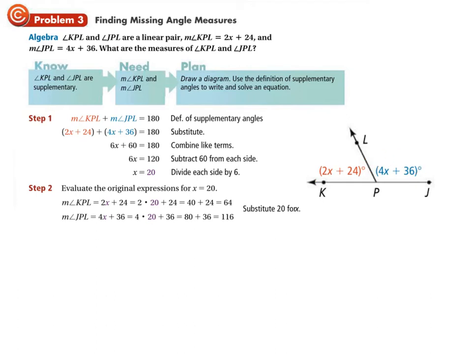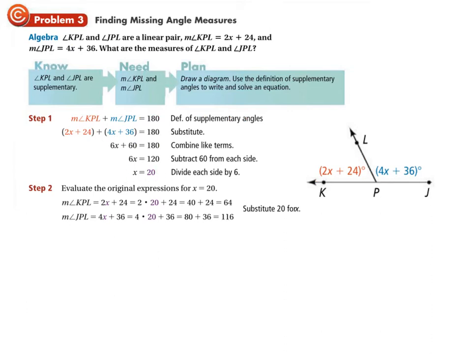And because they're a linear pair, they're adjacent, we know from the angle addition postulate we can add them together and equal them to what the larger angle measures, which is 180. So the measure of this angle plus the measure of this angle equals 180, definition of supplementary angles. And now we're just using algebra. We substitute in the algebraic expression for each and combine like terms and simplify to find that x is 20.